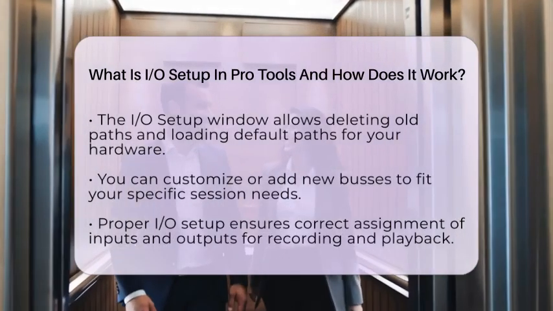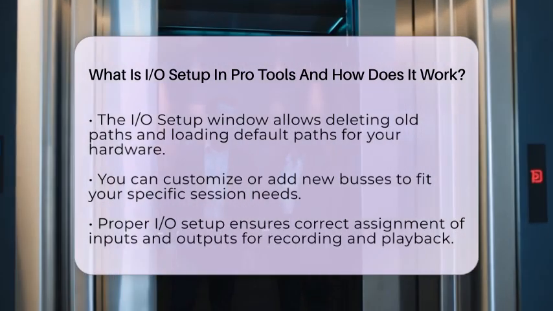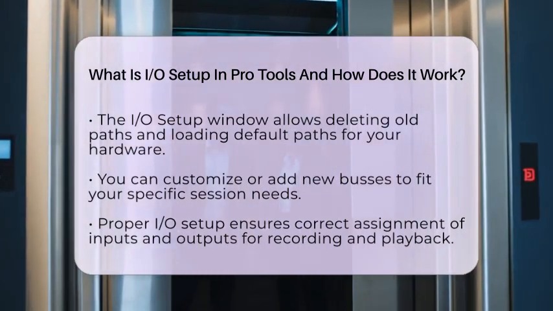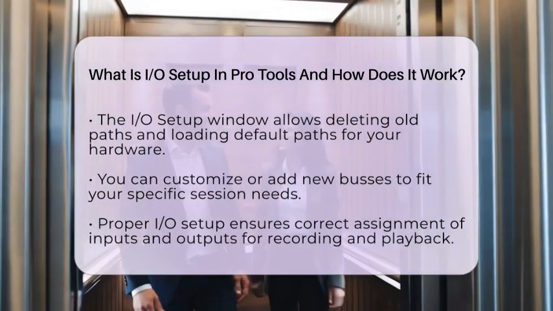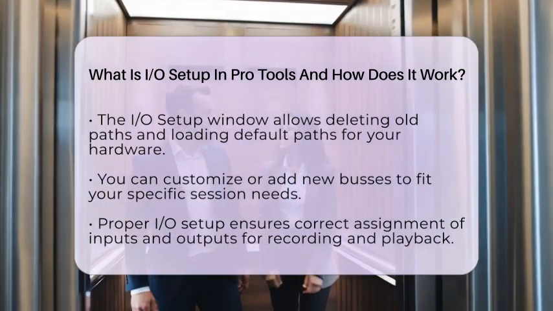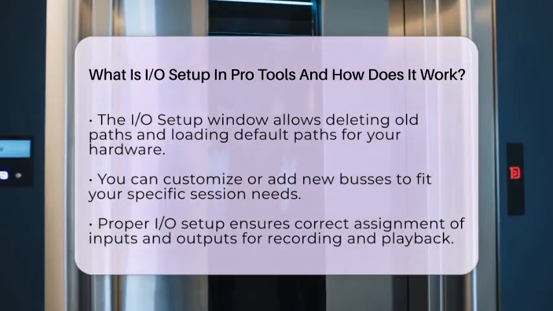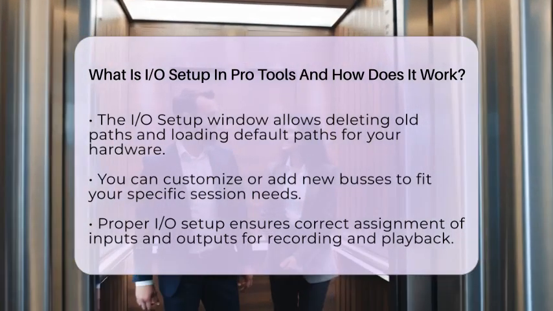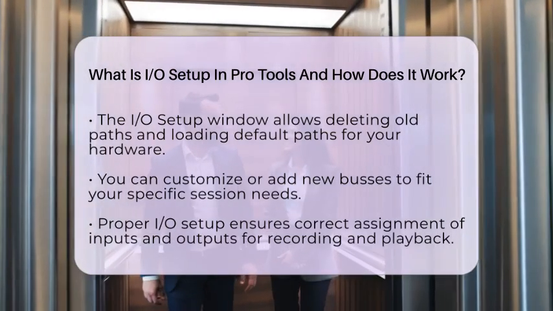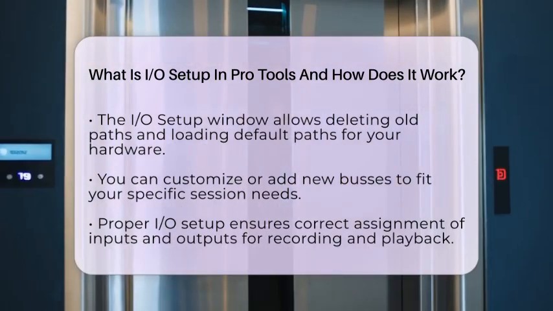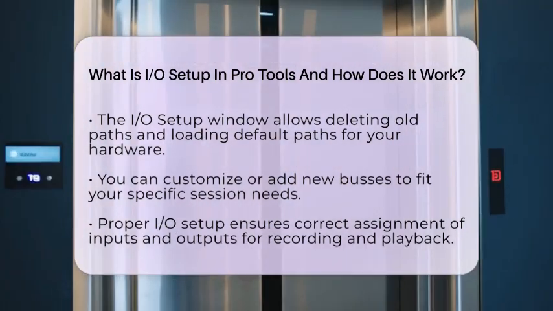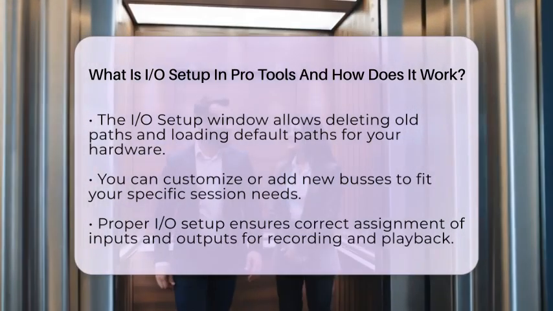First, you select your audio interface in the Playback Engine menu to ensure Pro Tools talks to the right hardware. Then, you open the I/O setup window from the Setup menu. Here, you can delete old paths that no longer match your gear. Next, click the default button to load the standard paths for your connected hardware, like a Focusrite Scarlett 2i2 or similar device. After that, you can tweak or add new buses to suit your session needs. This process makes sure that when you create new tracks, you can assign the correct input and output paths.